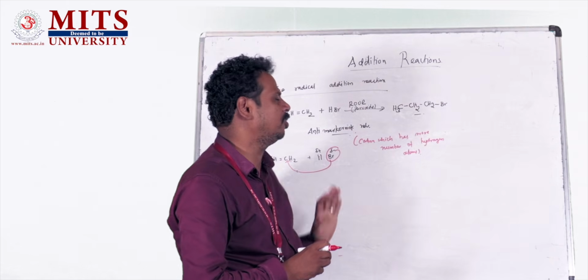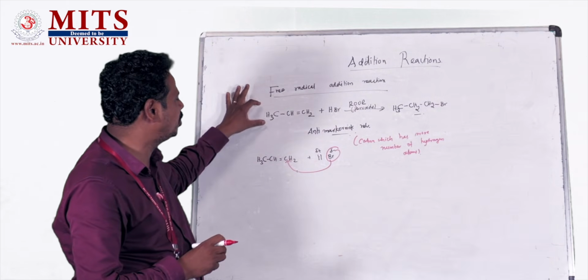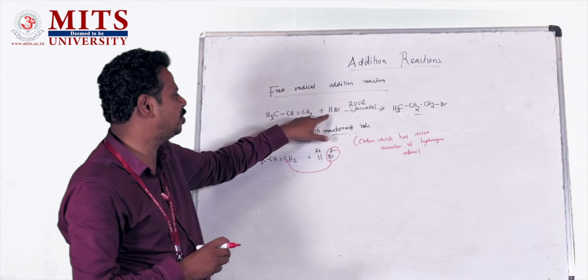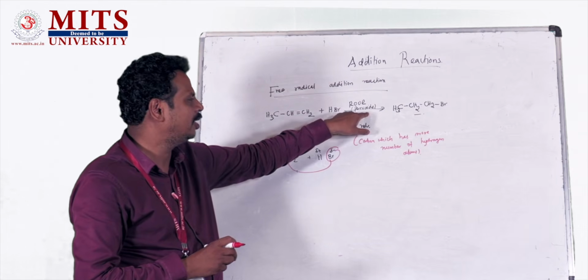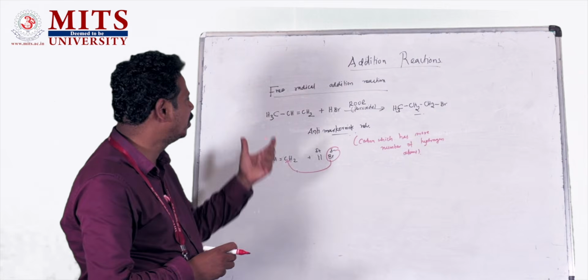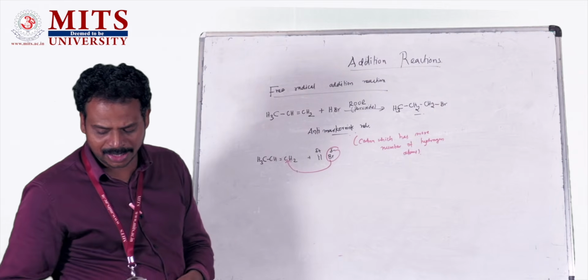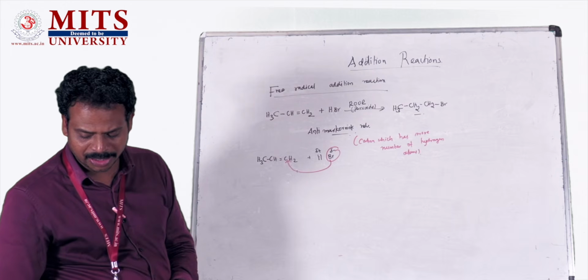That means propyl bromide. So for the free radical addition reaction, the best example I took is propene reacting with HBr in the presence of peroxides, and we obtain propyl bromide as the product for this type of free radical addition reaction. Now we can see the mechanism of this particular reaction.